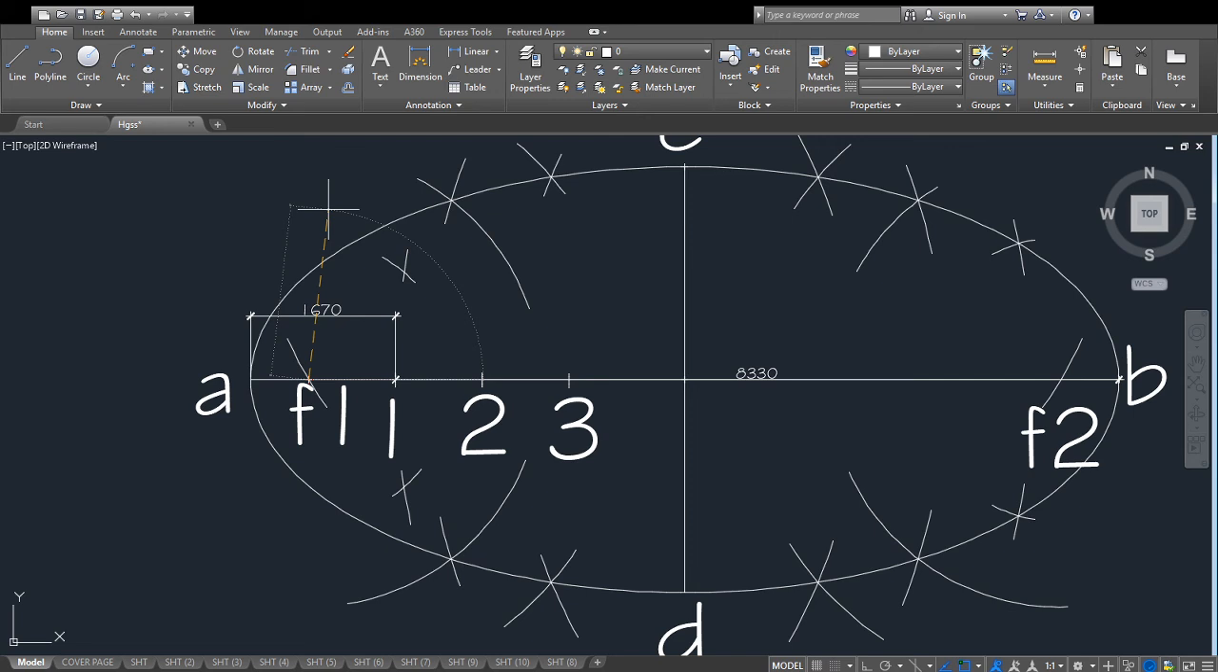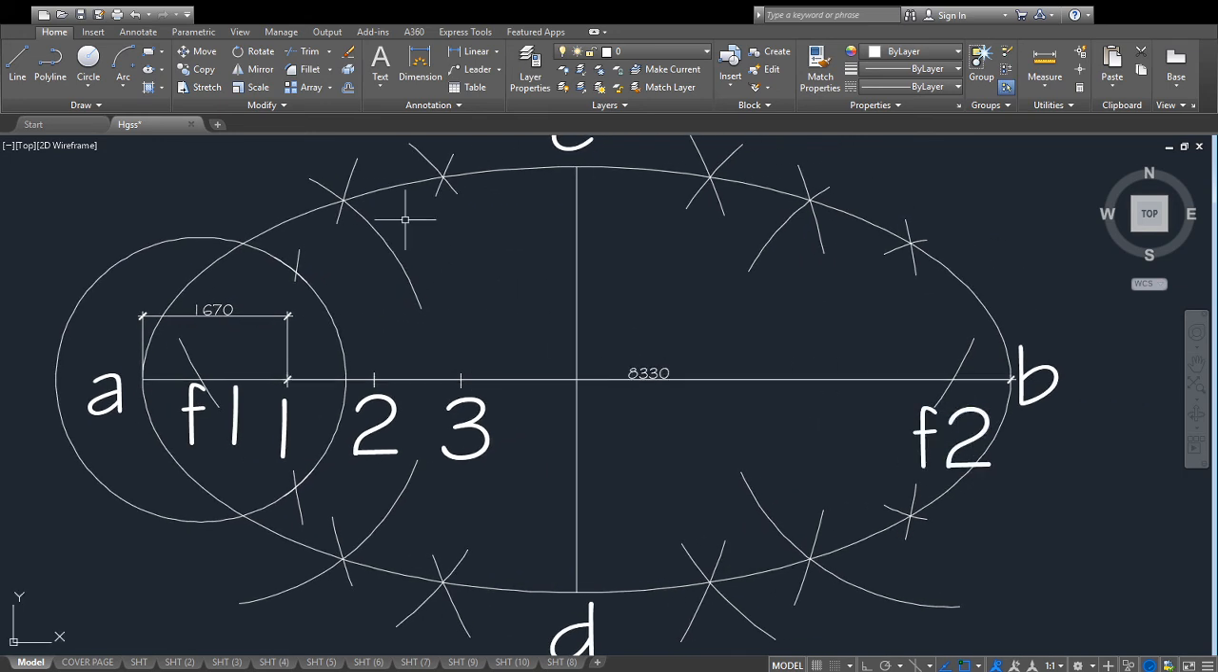Okay, and I will type, come to F1, I'll type my 1670 and I'll have it here. Okay, and then I'll come to F2. Okay, F2, and I'll type 8330. Okay, and I'll draw this arc.